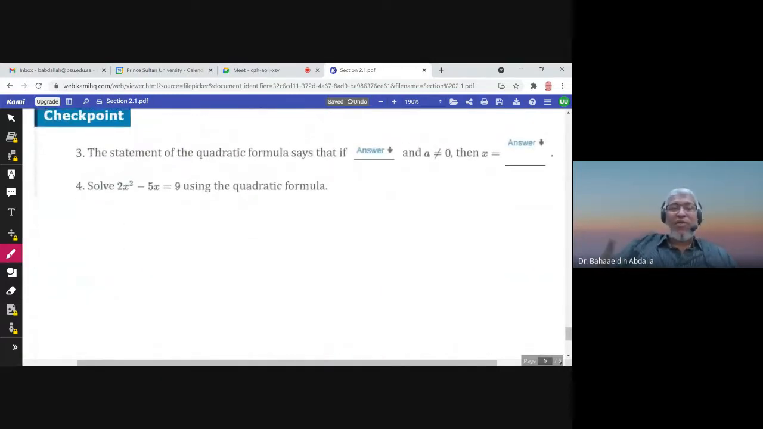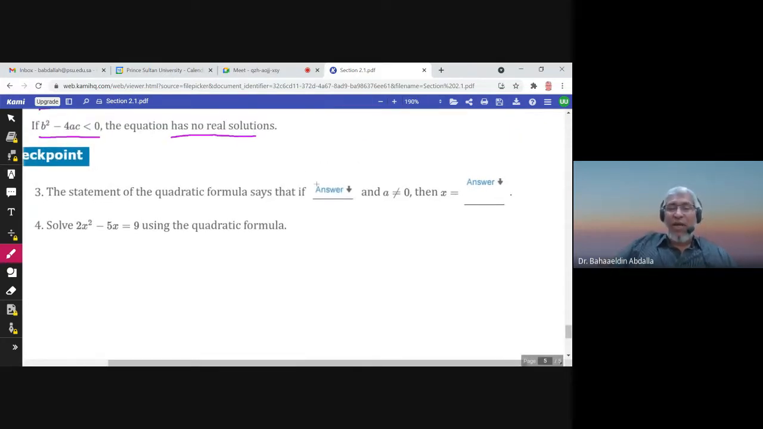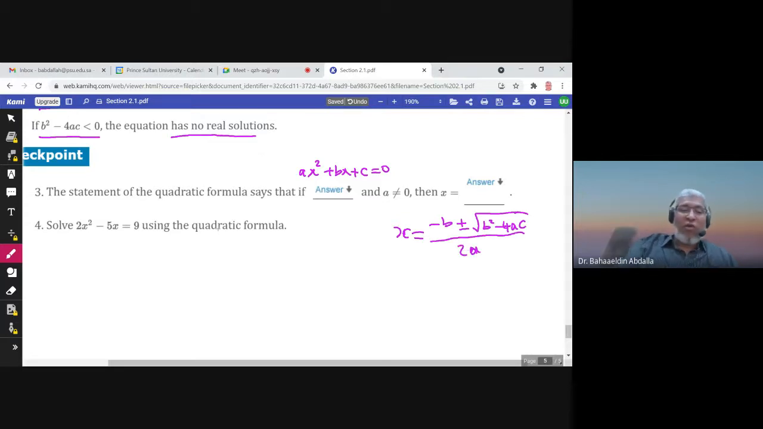The statement of the quadratic formula says: if we have the equation ax squared plus bx plus c equals 0, and a is not 0, then x is given by negative b plus or minus the square root of b squared minus 4ac, over 2a. This is the quadratic formula.